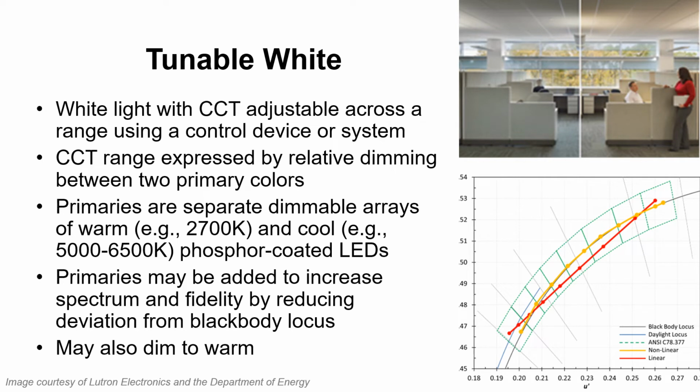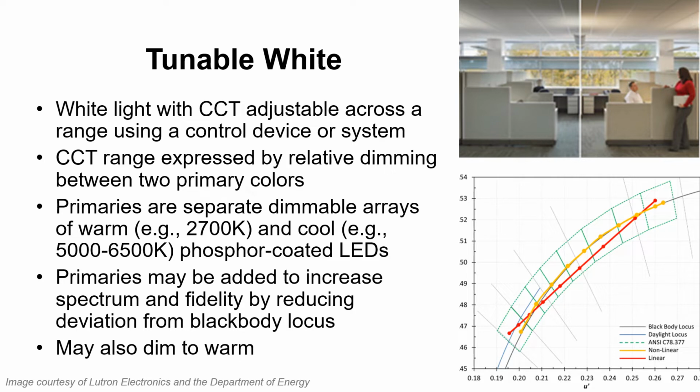Now we get to tunable white lighting, which is specifically engineered for general lighting applications and is what we're going to be focusing on for the rest of this presentation. Tunable white products offer white light emission that can be adjusted over a range of CCTs. This effect is typically realized by combining separately dimmable arrays of warm, typically 2700 K, and cool, typically 5000 to 6500 K, phosphor-coated LEDs. Relative dimming of these primaries produce a range of CCT values while also allowing light output to be raised or lowered.